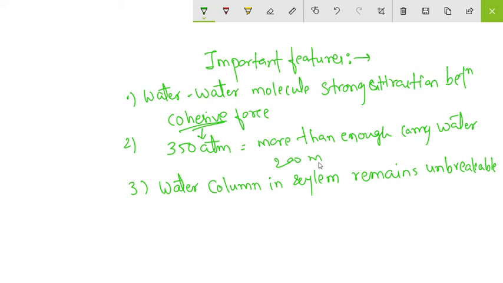The question was how it is possible to carry water in the tallest trees like the sequoia or the eucalyptus trees.